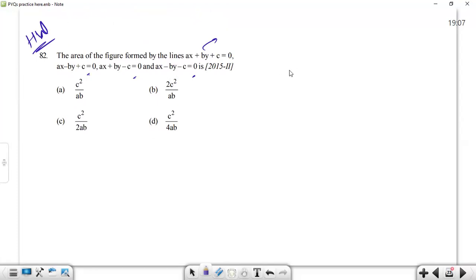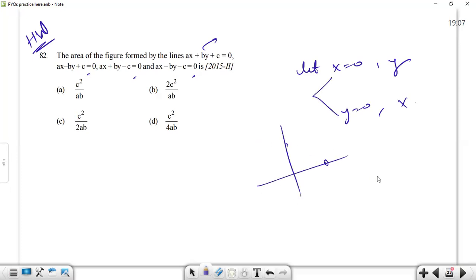How will you draw a straight line? Simply let x equal 0 and find y, then let y equal 0 and find x. After finding these 2 points, you can plot them, and just join those 2 points and you'll have a straight line. Similarly, do it for all, and you will have a figure like this, and find the area bounded between them. If you have any doubt, you can ask me in the next class.